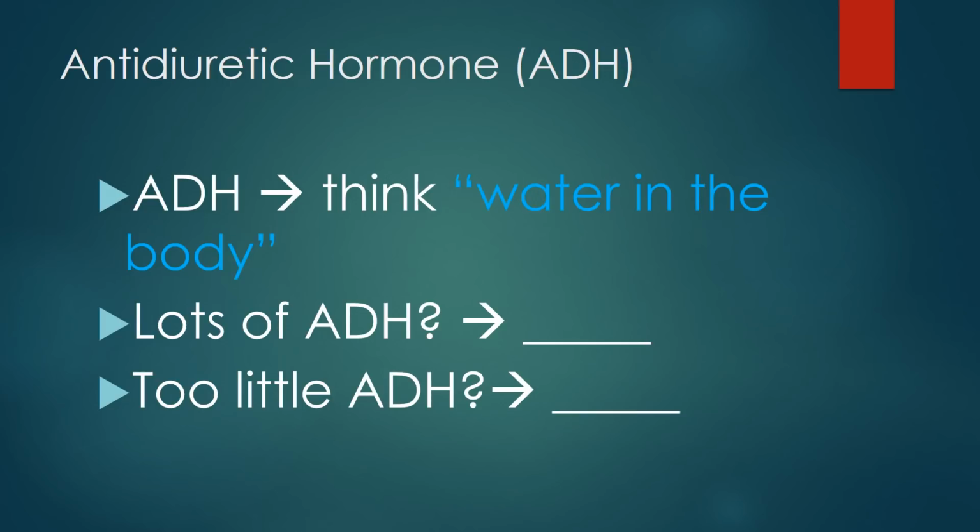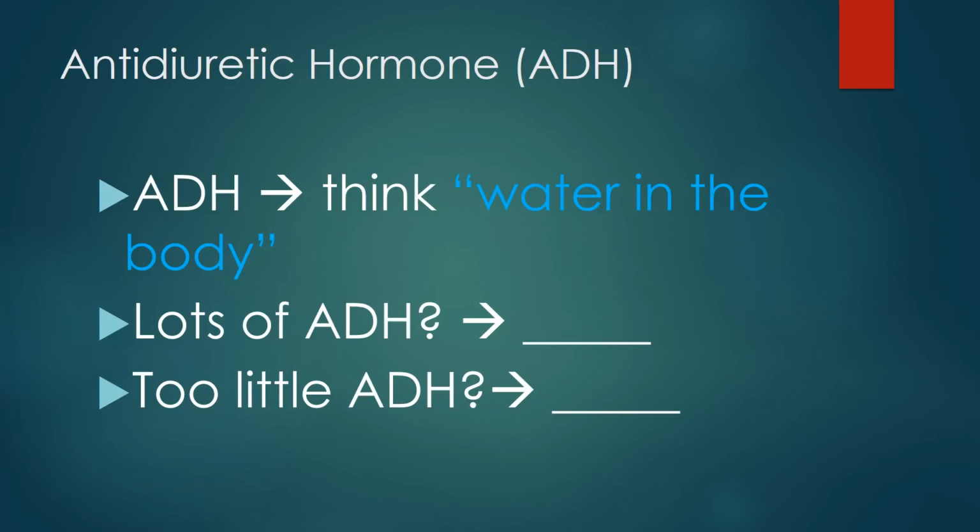This slide at first glance looks very simple, but it is critical for you to make sense of disorders with ADH. So let's take a look. We have antidiuretic hormone. ADH basically results in a process of antidiuresis. Antidiuresis means anti-urination, or less urination, and that results in more water staying in the body rather than being diuresed or leaving the body.